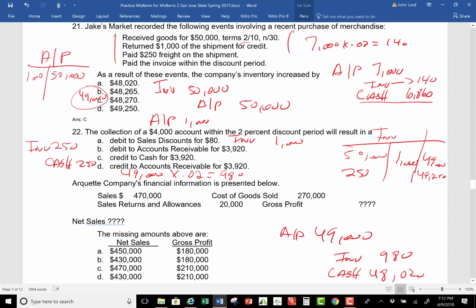Did I post up my discount on the inventory? Inventory got discounted 980, didn't it? So what's the amount in the inventory account now? 49,250 minus 980.